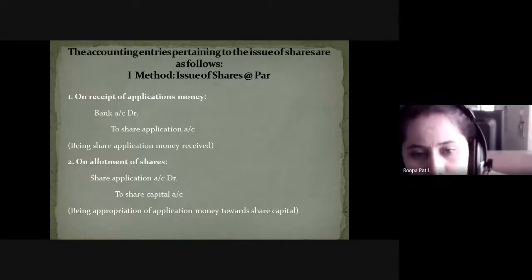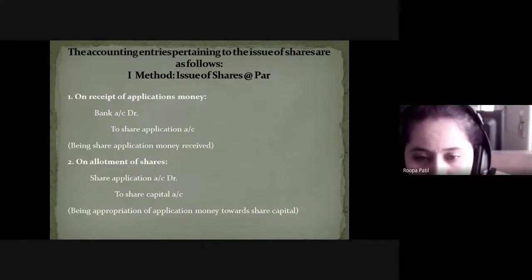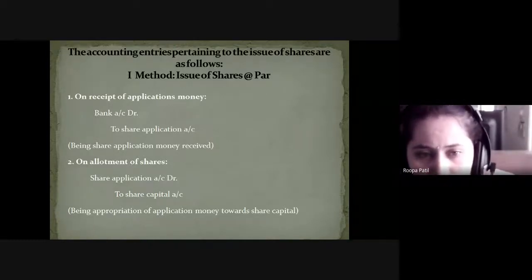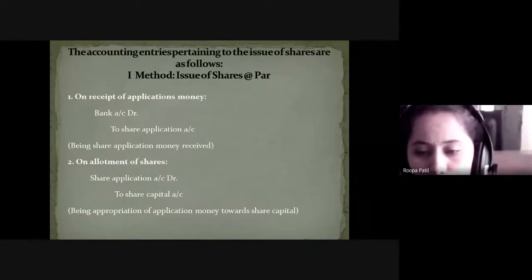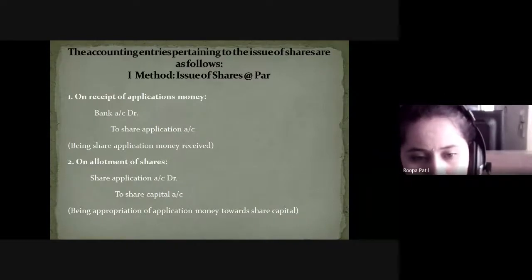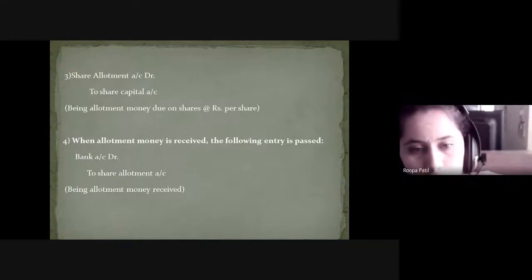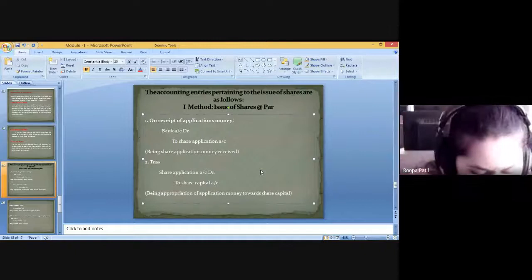You need to identify it and relate it to the problem and the method. One or two journal entries differ, and everything else will be the same. So for that purpose, you need to understand what the minimum subscription is, what the maximum subscription is, what the application on shares is, what the allotment of shares is, and what the call on shares is. These points you need to keep in mind. So I'll start with journal entries.